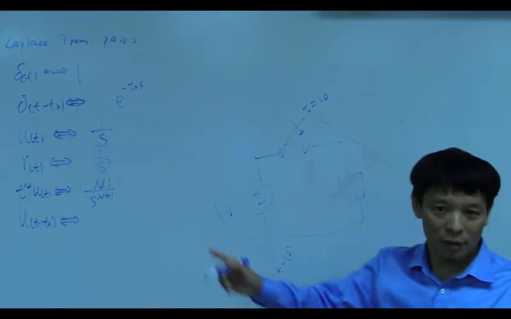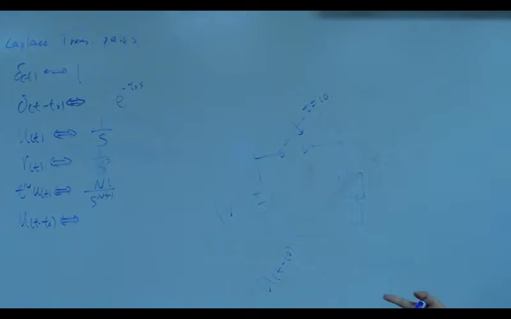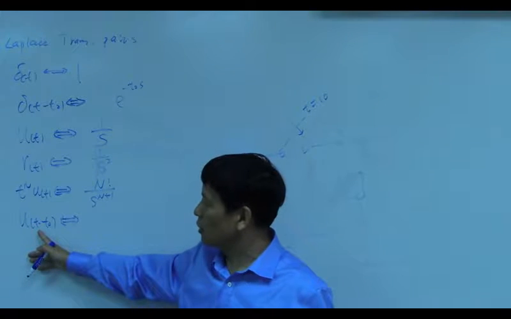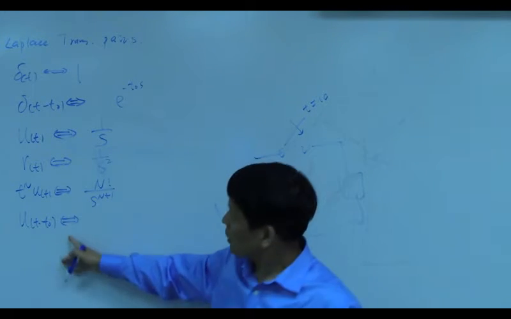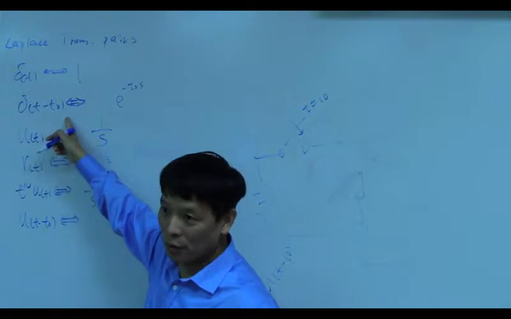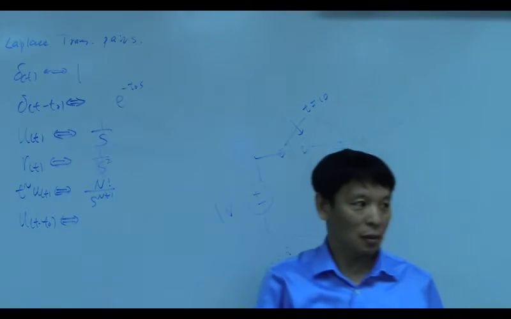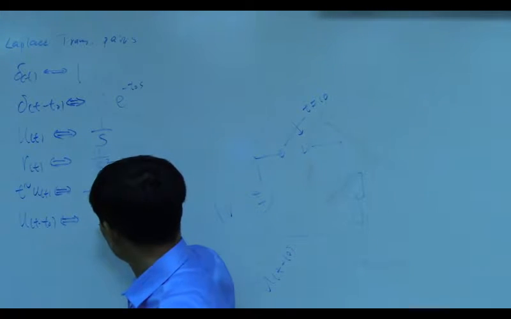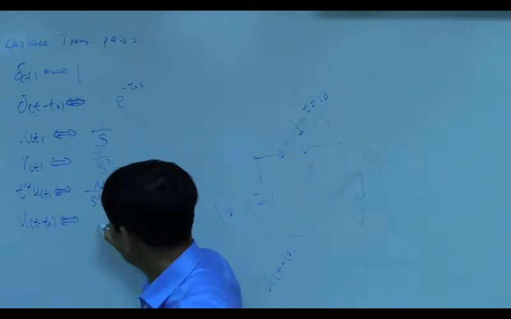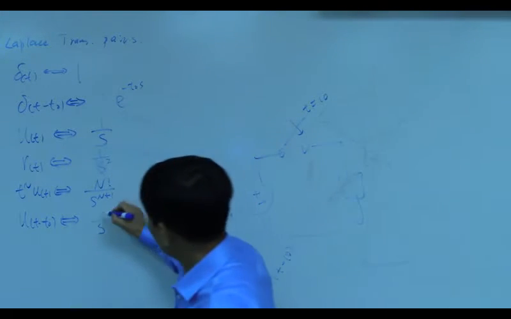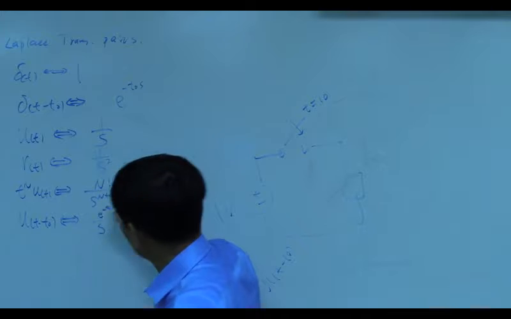So in 412, we are going to use a lot of these kinds of representations. So we need to know the Laplace transform of u(t minus t sub 0). That's very similar to this one. It is just the original Laplace transform multiplied by e to the negative t sub 0 s. u(t) gives us 1 over s. Then multiply by this one, e to the negative t sub 0 s.